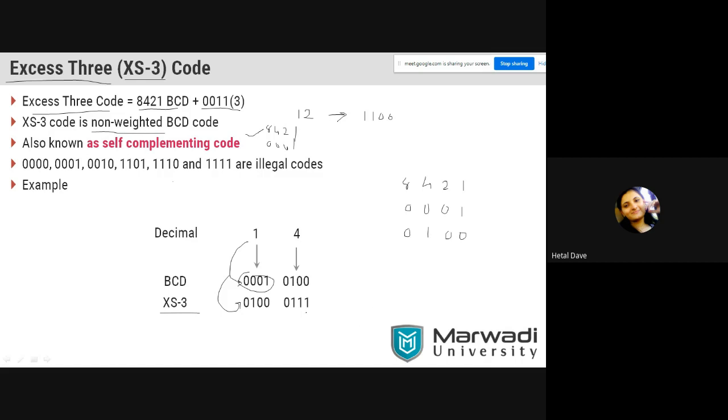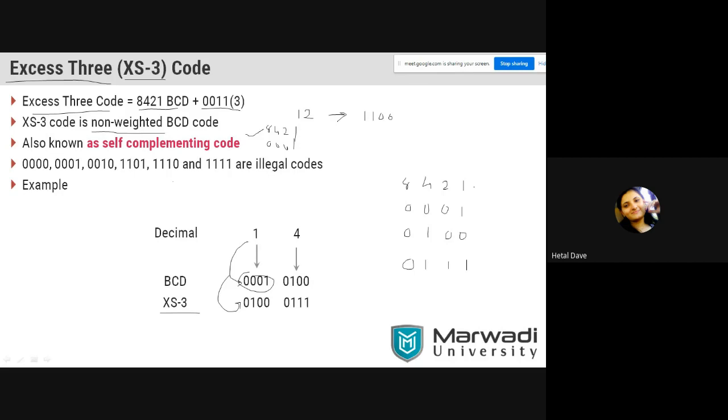But you can't verify this bit pattern using this method. See, I'm going to write 0111. In XS3, it is 4. Now verify using 8421. I cannot verify it because it will give us 7. But 7 is based on BCD code. XS3 code, we can't verify by means of its weight. That's why it is a non-weighted code. You can take any bit pattern in XS3. It can't be verified by its weight. Self-complementing, that we will see later on.